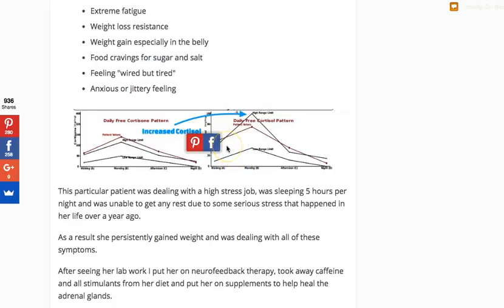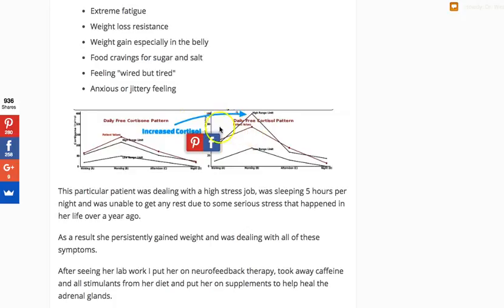And if you go over here to cortisol, you can see that in the beginning of the day, upon waking, her cortisol is too high. In the morning, it's still too high. In the afternoon, now it's above range, and then it starts to plummet at night. So this is a very dysregulated cortisol pattern that needs to be treated.